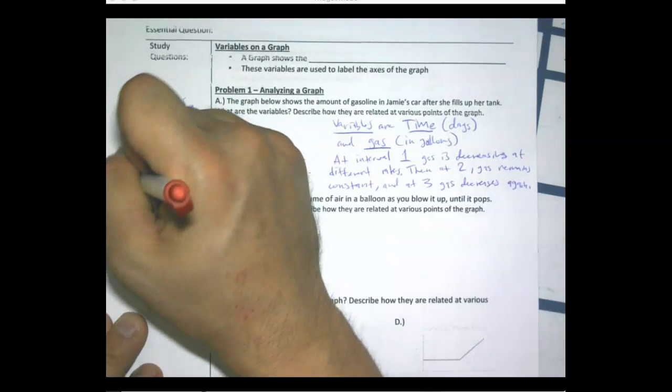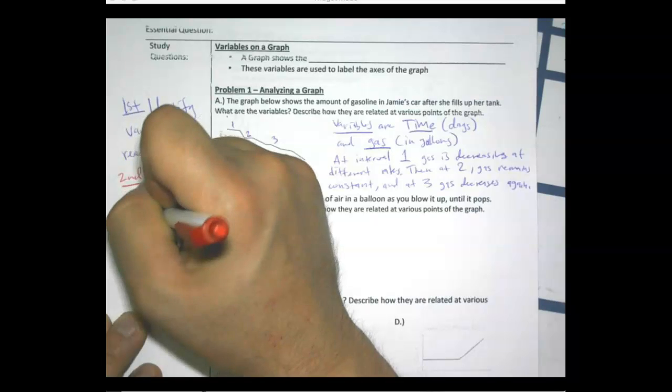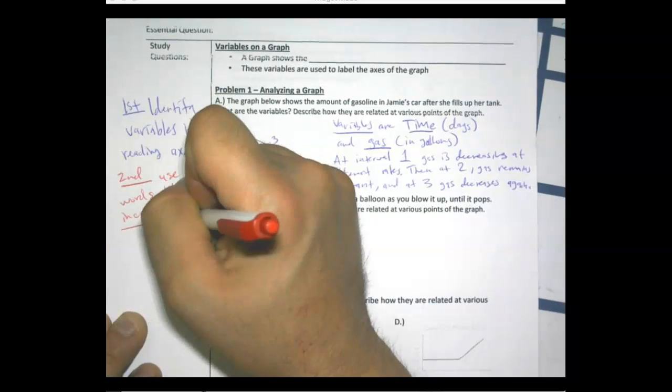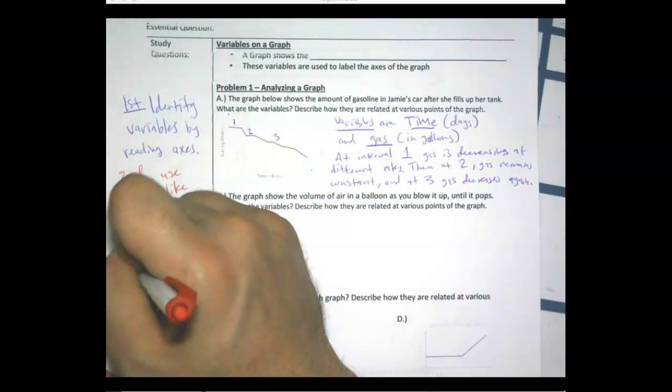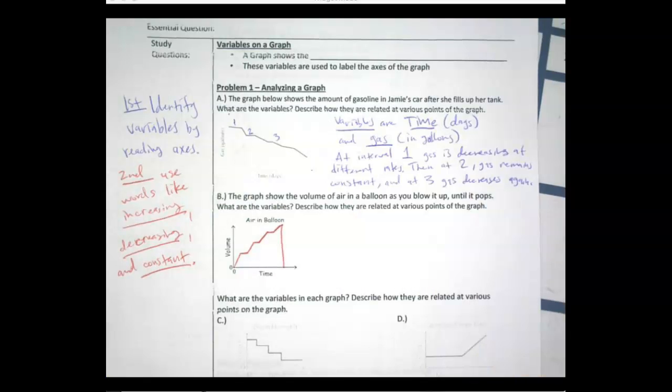So in short, you're using the axes, the vertical and horizontal axis, to identify variables. Second, use words like increasing or going up, decreasing or going down, and constant when it stays the same, when it stays flat. These aren't the only words you can use, but just giving you a heads up on some of the more common words you'll see.